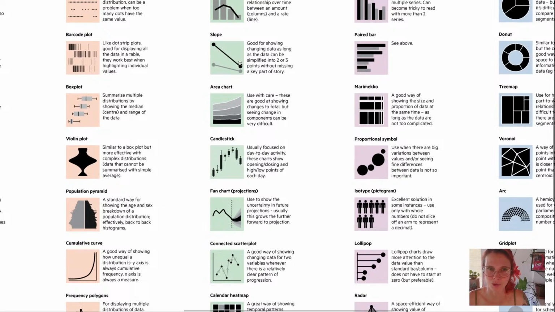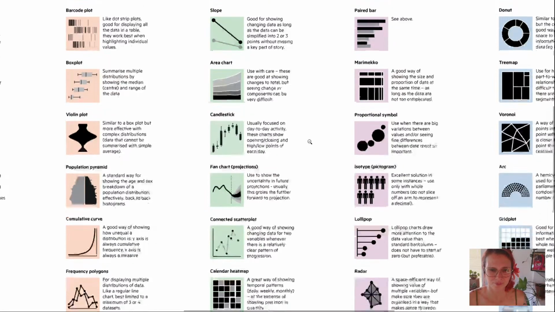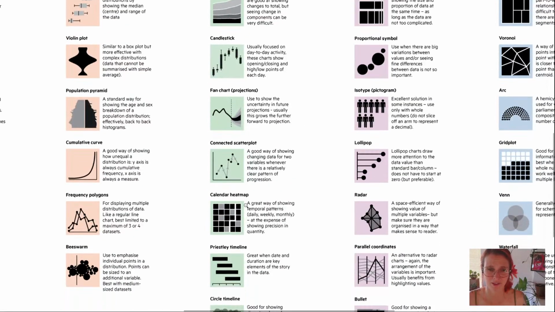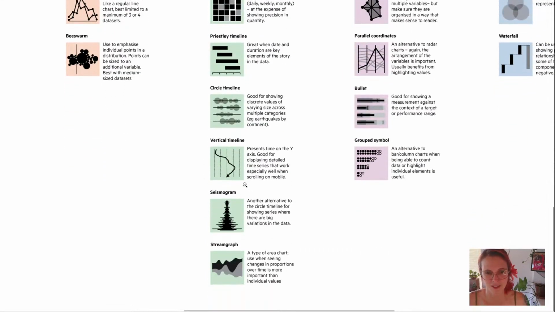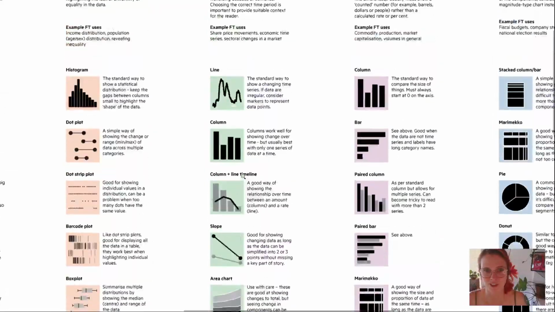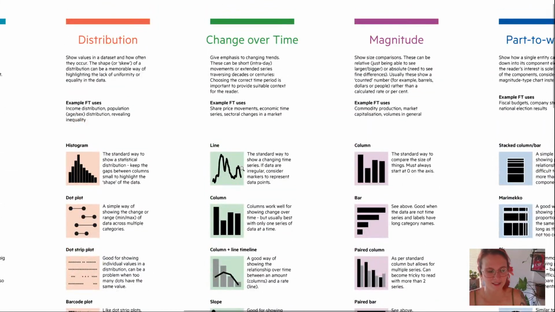You can choose a slope graph. A slope graph would show only two data points, the beginning and the end. Sometimes you don't need the whole line in between. You can have a heat map, also great. You can have a Priestley timeline. You can have circle timelines. You can experiment and go crazy with this tool.